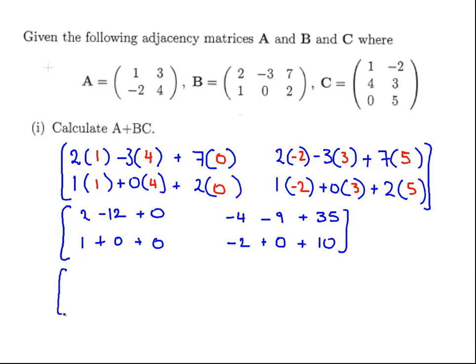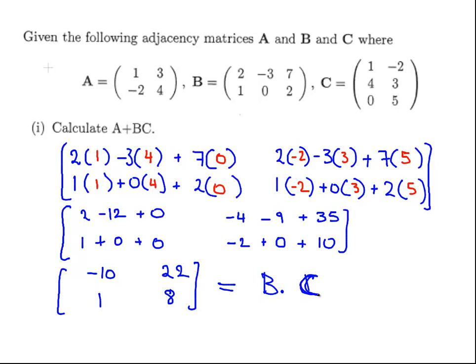So essentially all we have to do now is figure out these values here. 2 minus 12 gives us minus 10. 1 plus 0 plus 0 is 1. Minus 4, minus 9 plus 35, with a bit of calculator work, you'd find that to be 22. Minus 2 plus 0 plus 8 gives us 8. Minus 2 plus 0 plus 10 gives us 8. So that is actually B times C. Whoops, so those are the values of B times C.